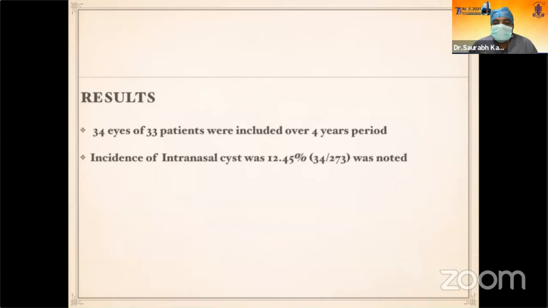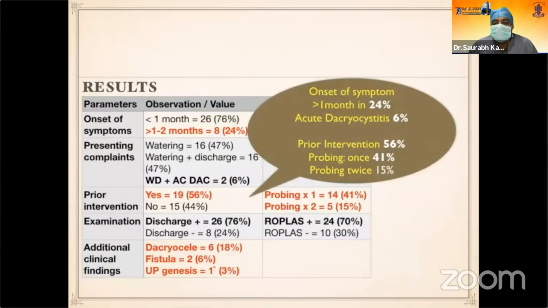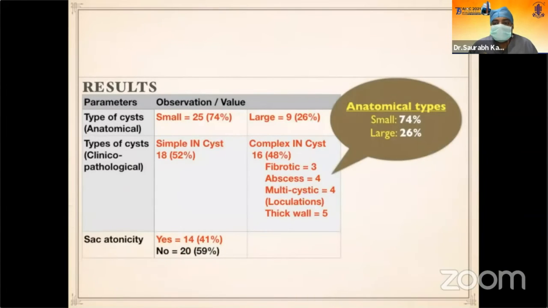Coming on to the results, over a 4 year period, 34 eyes of 33 children were included. The incidence of intranasal cysts was 12%. Mean age was 18.7 months. And history of prior intervention was noted in 56% of the cases, with probing once in 41% and twice in 15% of the cases. Dacryocele accounted for 18% of the cases.